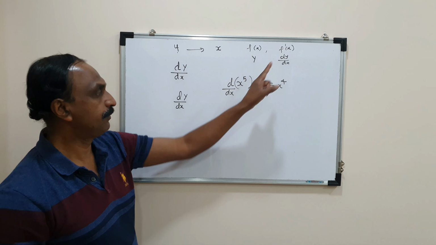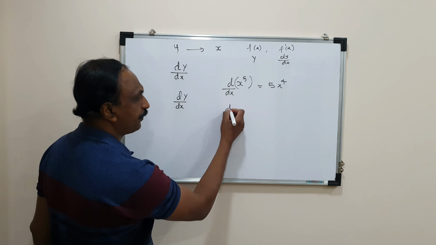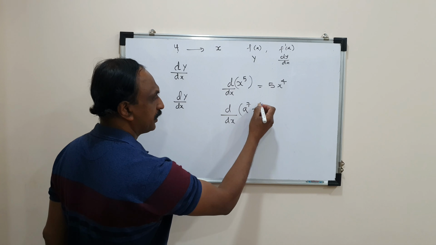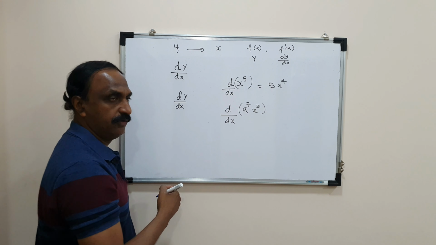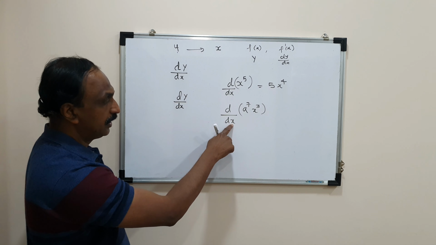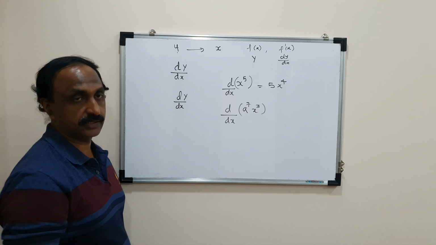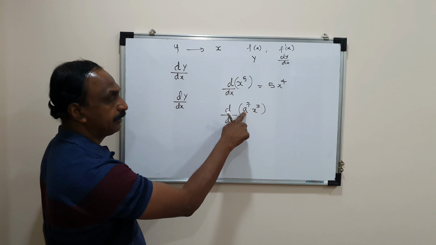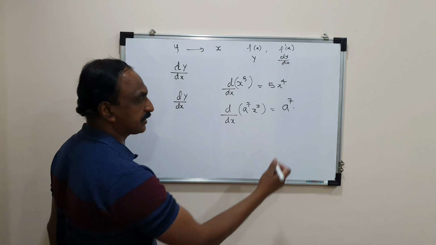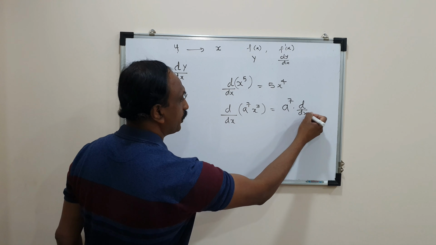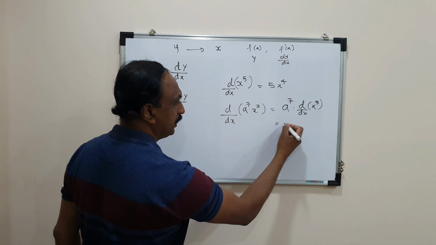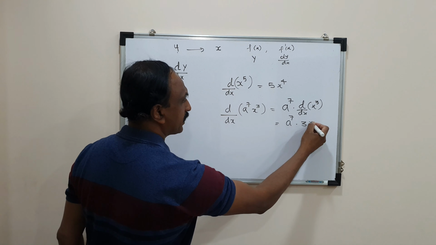What is the benefit of this? We know the variable. Suppose I want to find the derivative of a raised to 7 x cube. We are a little confused. Which is the variable here? Whether a is the variable or x is the variable. It can easily be understood by the denominator. What you have written is the derivative with respect to x. Since x is present here, a raised to 7 is a constant. So a raised to 7 will remain as it is. You need to find only the derivative of x cube, so d by dx of x cube. So a raised to 7 into 3x square.